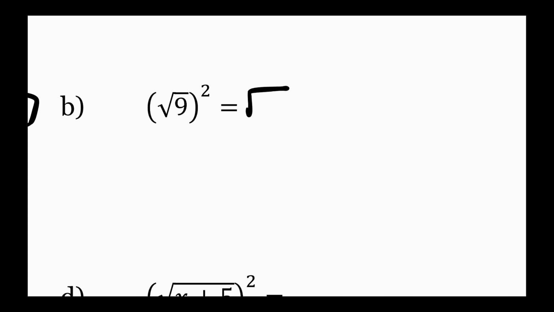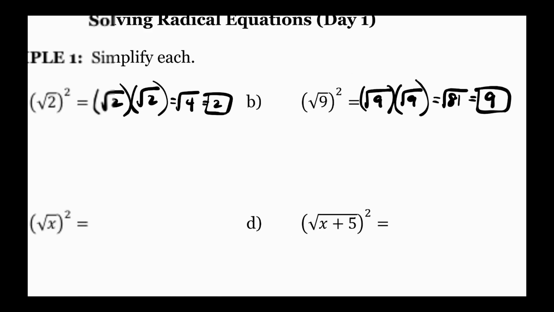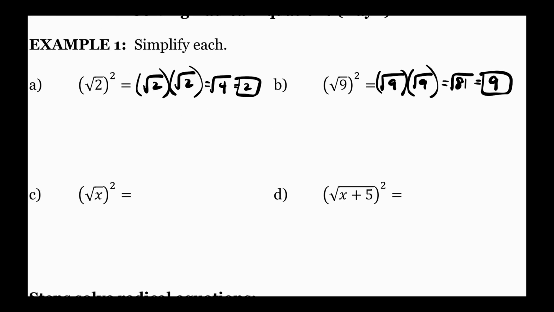So this one again means the square root of 9 times the square root of 9. Right? They both have a root, so we can multiply what's on the inside, the radicand. That's 81. What's the square root of 81? 9, right? Good. So look at A and B. Look what you wrote down for A or B.